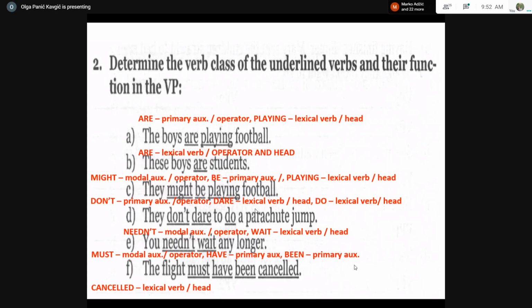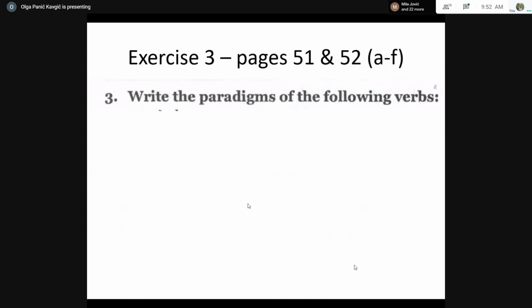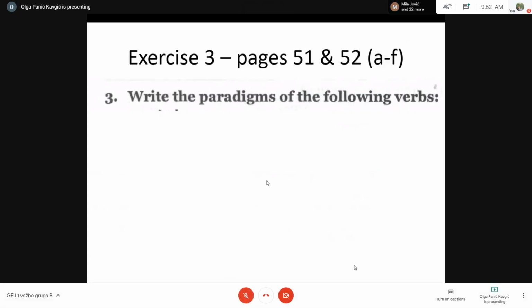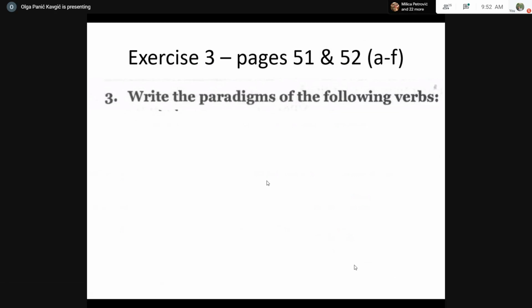Thank you. And now we have quite a long exercise, the third one. You'll see if you have your workbooks there, it actually stretches across two pages. But it's really a very useful exercise, and you will inevitably need these forms of the verbal paradigm, both in your spoken and written language, in your essays, in your presentations, wherever. So you need to know the verbal paradigm correctly.